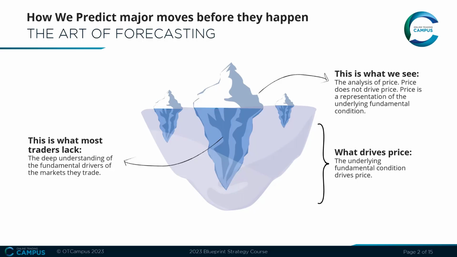So this is what we can see. We see price. However, what's the issue with price? Well, what we see is only a representation of the underlying fundamental condition of the market. So we can see the tip of the iceberg. However, what we cannot see just yet is what is hiding below the surface. Now, let me explain this.